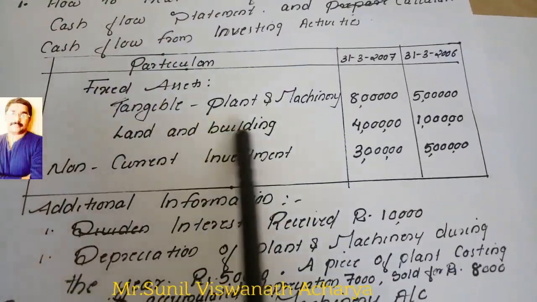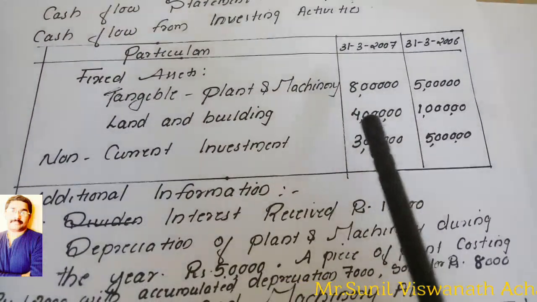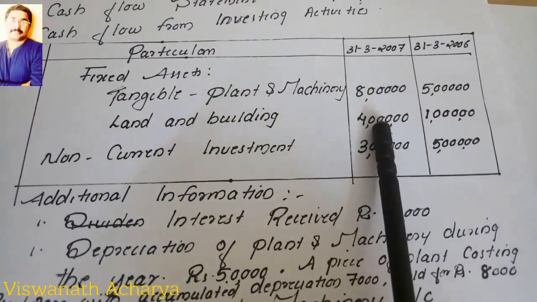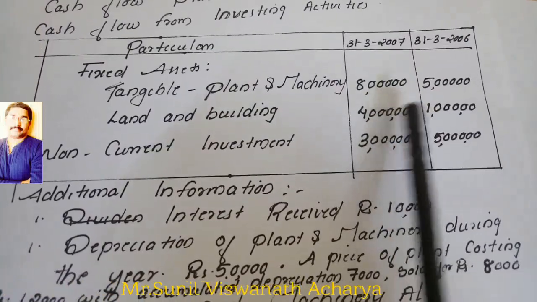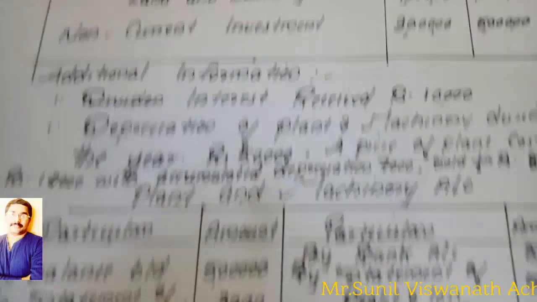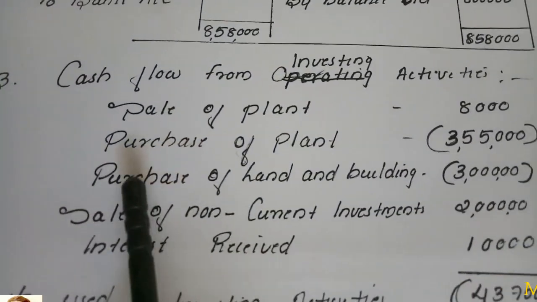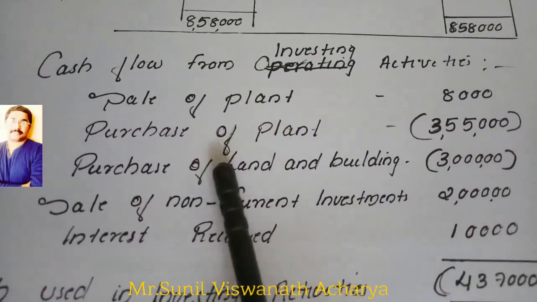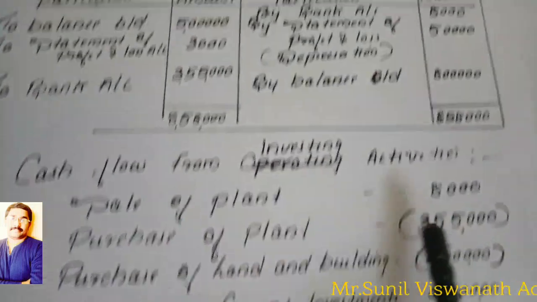Then the second asset given is land and building, with no additional information. We can see the first year it was 1 lakh, the second year it is 4 lakh. So how much rupees of land did we purchase? 3 lakh rupees. So it will come in investing activity. Purchase of land and building 3 lakhs. It is an outflow.